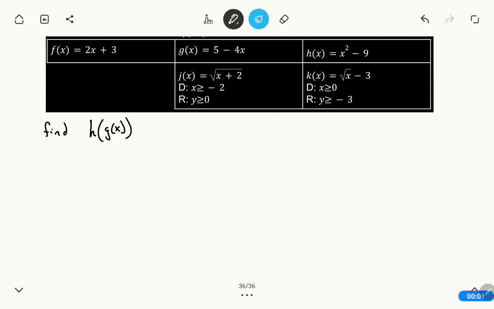Okay, in this video, we're supposed to find h of g of x. Now, the way I recommend doing the composition is I recommend starting with the outside function and going through that outside function and putting parentheses wherever you see an x. So my outermost function is h of x, which is x squared minus 9.